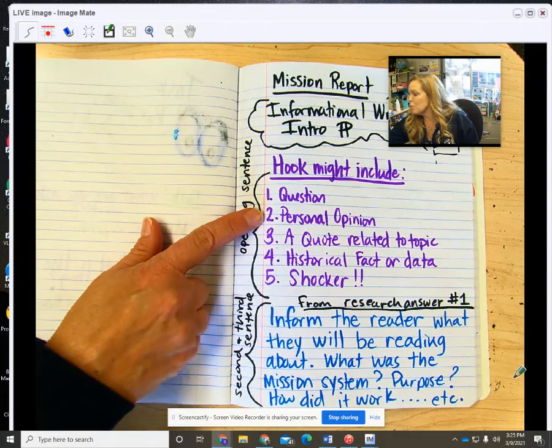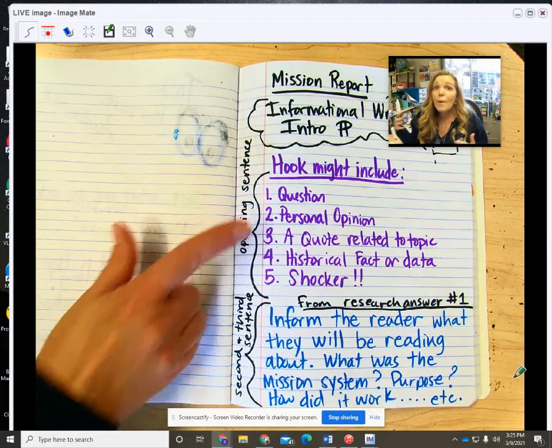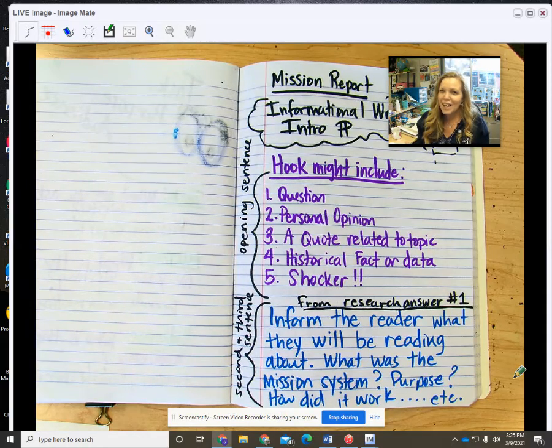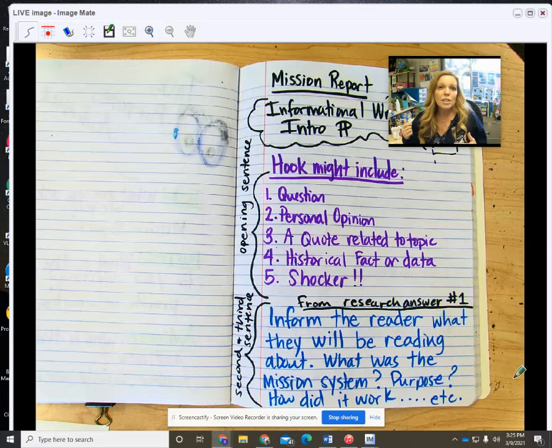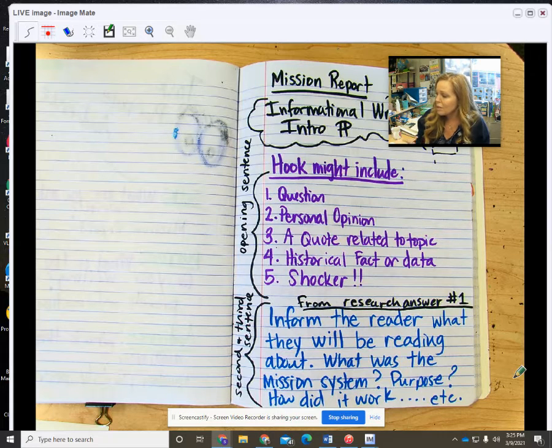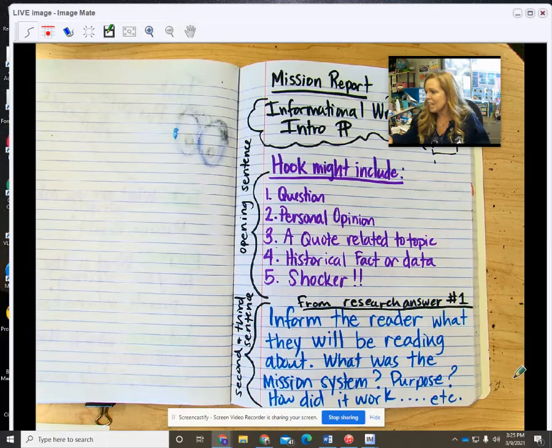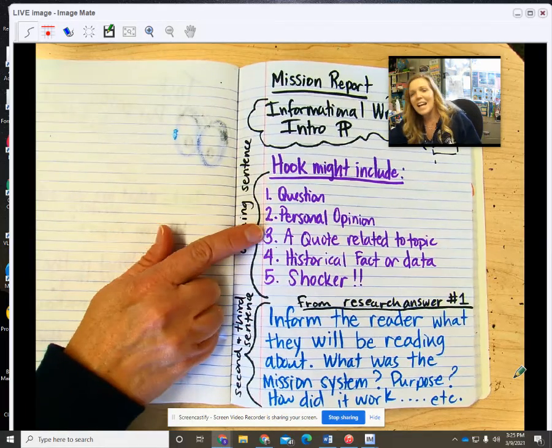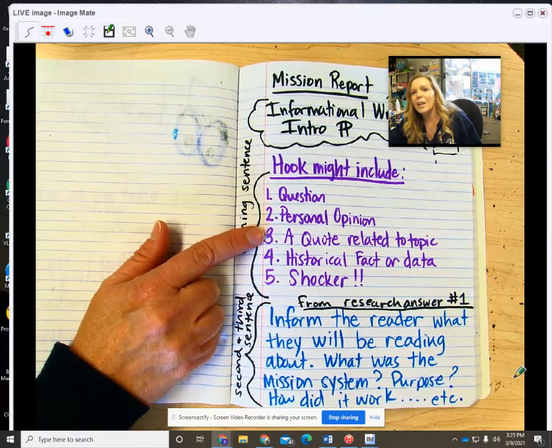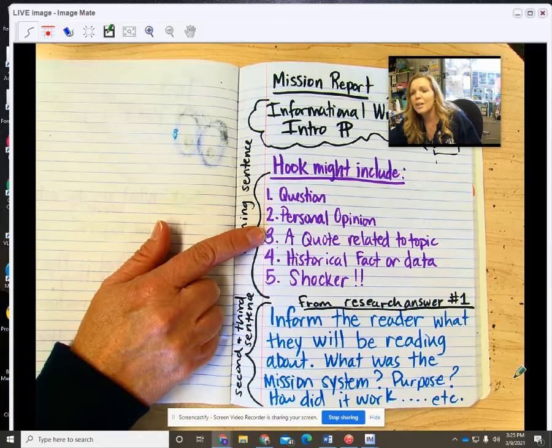Another option would be a personal opinion. We know how to write an opinion. We just did that, right? You should start with I think, I believe, make sure it includes a because, and then include your reasoning. Now, again, this is not an opinion paper, but it is okay to start this sort of research report sharing your thinking.